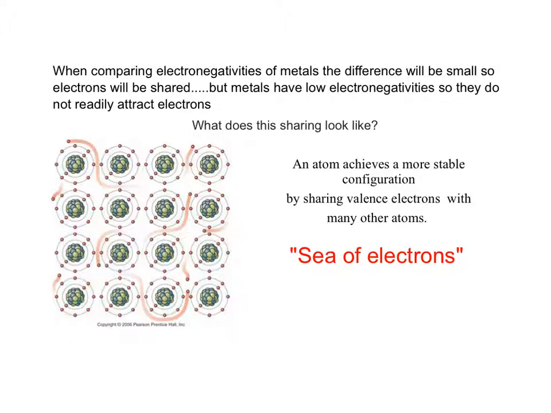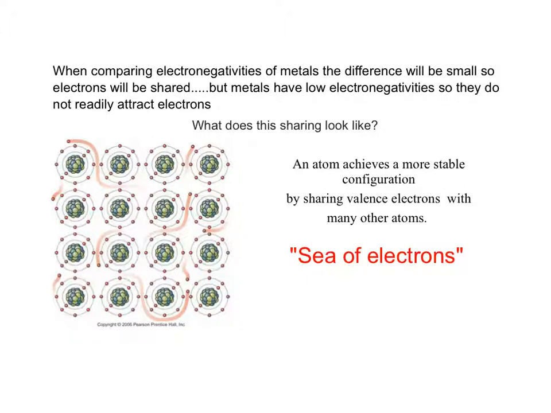When you look at the electronegativities of metals, the difference is really small, so electrons aren't going to be shared. They don't readily attract electrons. They're not looking to gain those electrons. So they're sharing in a very different way, not like covalent sharing, where they both want electrons and are looking to gain.